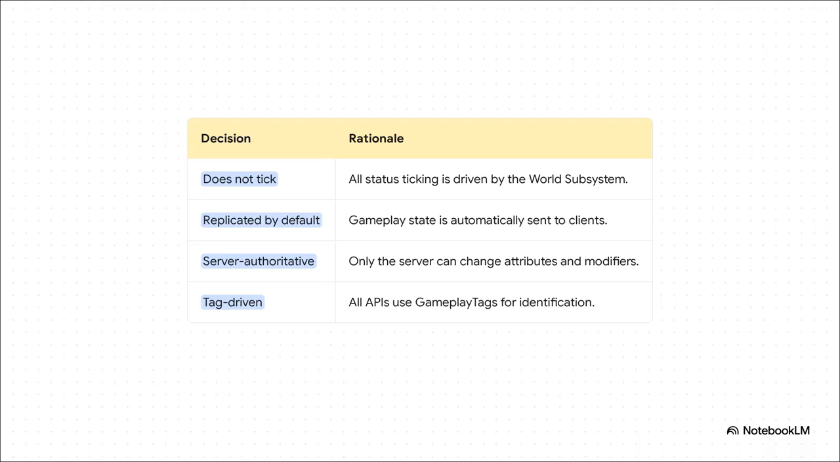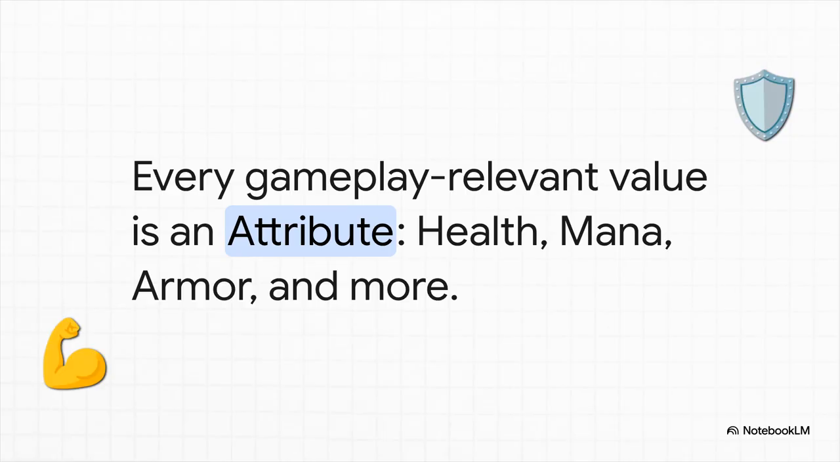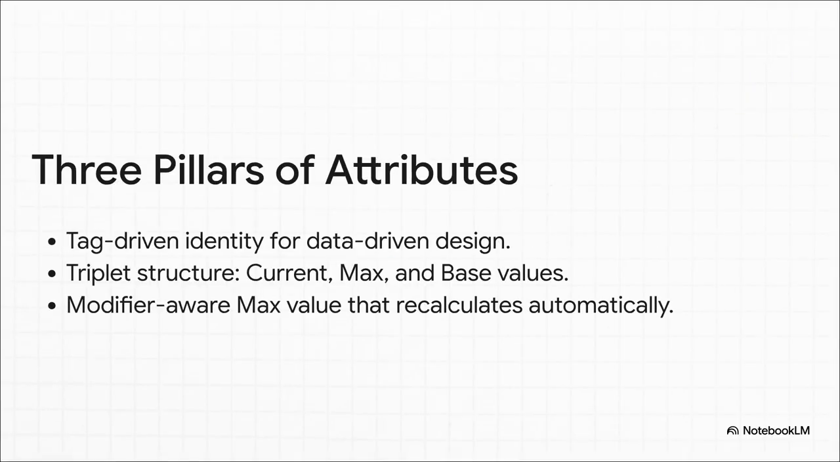Okay, check out these design decisions. The most important one, the component itself never ticks. So its main job is to hold an actor's core stats. We just call them attributes. And these attributes stand on three key pillars, which is what makes them so incredibly flexible.